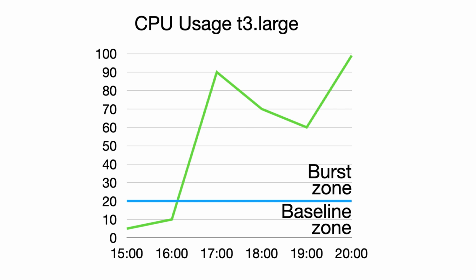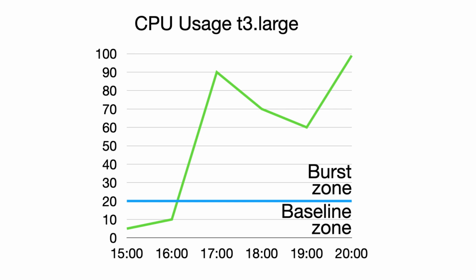For the T3 large, the baseline is at 20%. You can always have 20% or less CPU usage without having any issue. But once you go over the baseline, then you are in the burst zone. And in the burst zone, you're going to have credits, and those credits are going to be deducted. It's like a bucket of credits. And the more that you are in the burst zone, the less credits you're going to have over time. Absolutely. When you reach zero, you can only have 20% in this case as maximum CPU usage. And that's when the trouble starts.